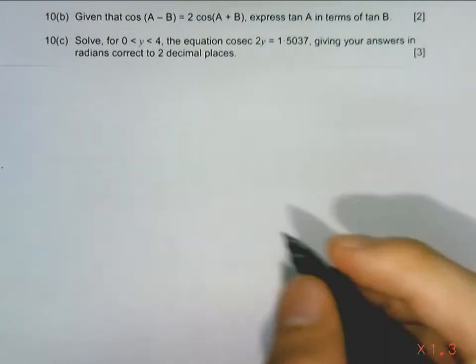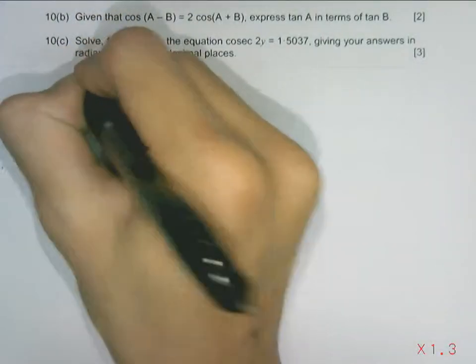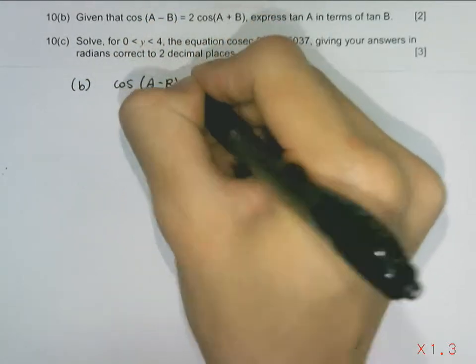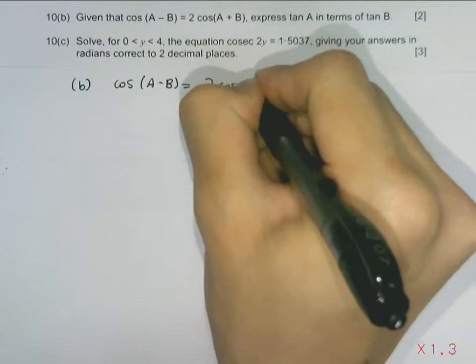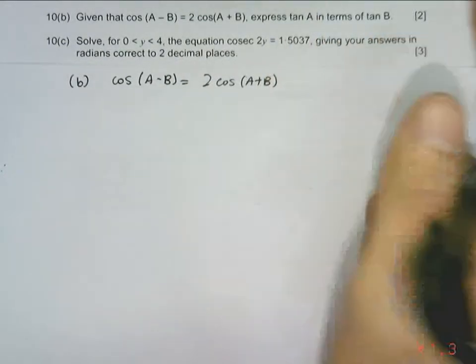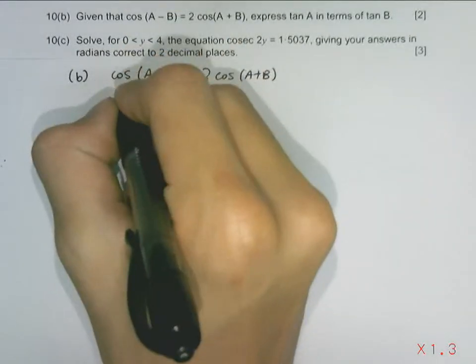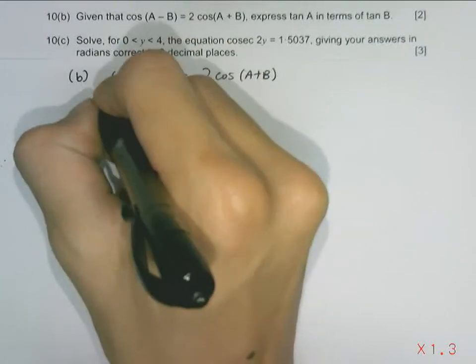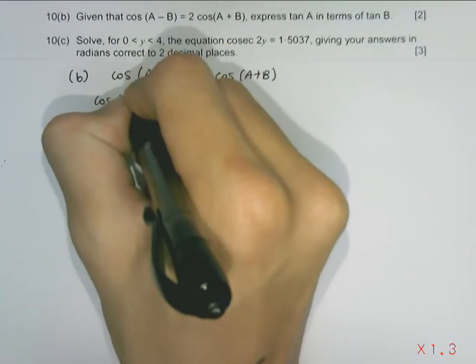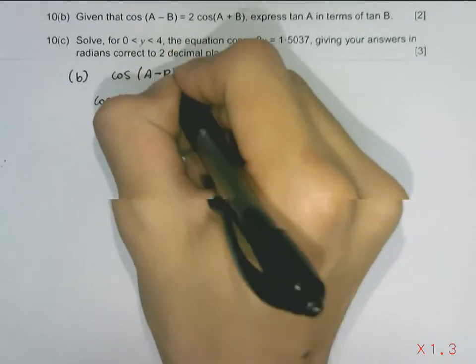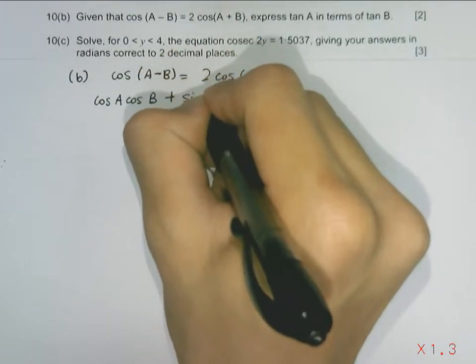Now for 10 part B, we are given cosine(A minus B) is equal to 2 cosine(A plus B). We are asked to express tangent A in terms of tangent B. Using the difference and the sum formula for cosine, we'll just write down the formula. So this is cosine A cosine B, so this will be plus sine A sine B.